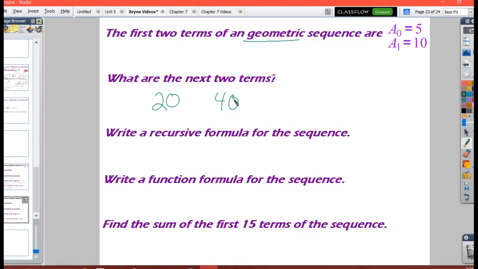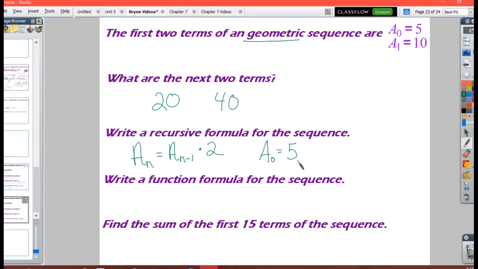Now we need a recursive formula. This is like the now next. So we would say a sub n equals a sub n minus 1 times 2, because we're multiplying by 2 each time since it's geometric. We always need to give our starting value, and they gave it to us as a sub 0 is 5.